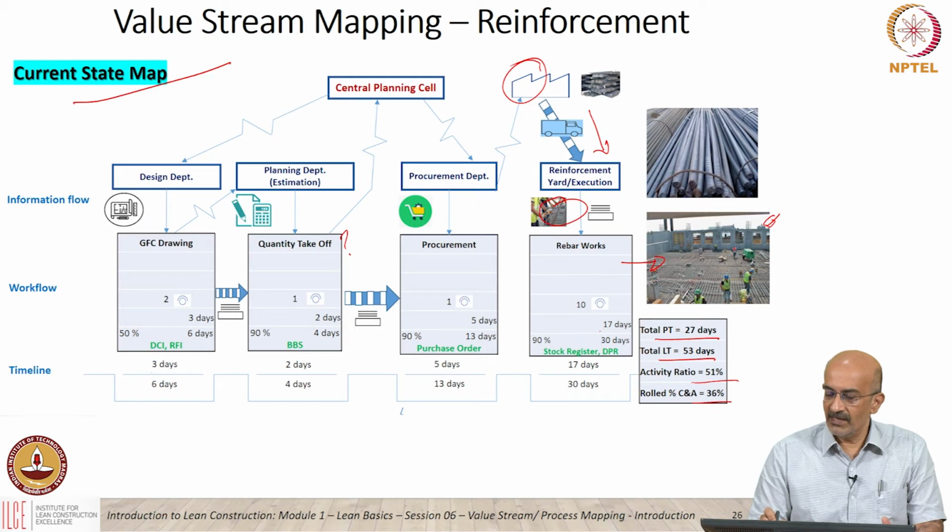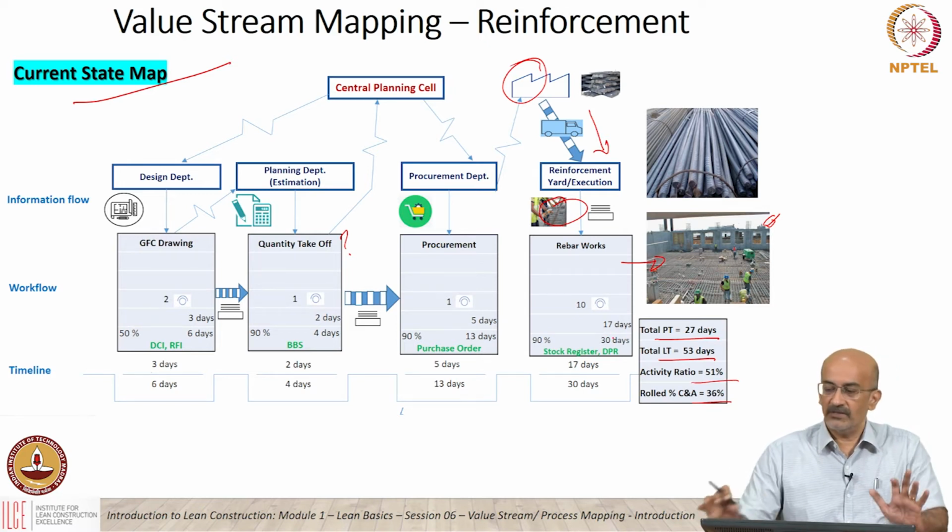So here you look at 17 days, lead time is 30 days. We can actually plan to reduce the lead time. We can plan to reduce the processing time. We can say, look, so there are ideas. I can use some ideas here.